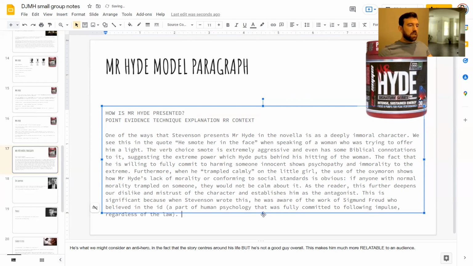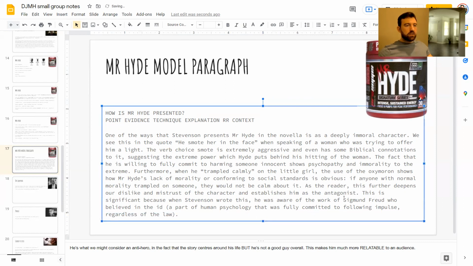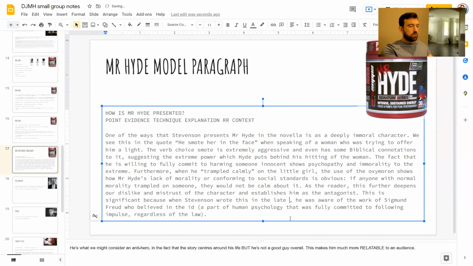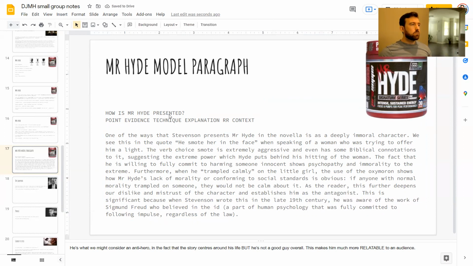So something like that. Now, the only other thing is you could put the late 19th century. Try and make your context a little bit more specific. I was rushing there. All right, so there's a model paragraph on Mr. Hyde. You can use that as the basis of a paragraph for yourself if he comes up in the exam, which there's a pretty good chance he will.